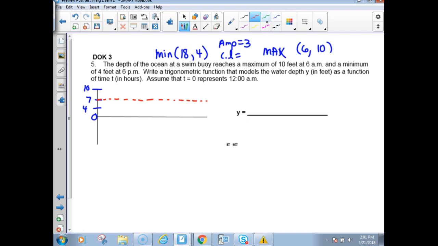All right, and then your min's 4. Okay, let's put in the min and the max. There's a max point at 10, 6. Now, wait a minute. We said that from 18 to 6 was 12 hours. That's only half the period if you're going from your min to the max. So that's the period.